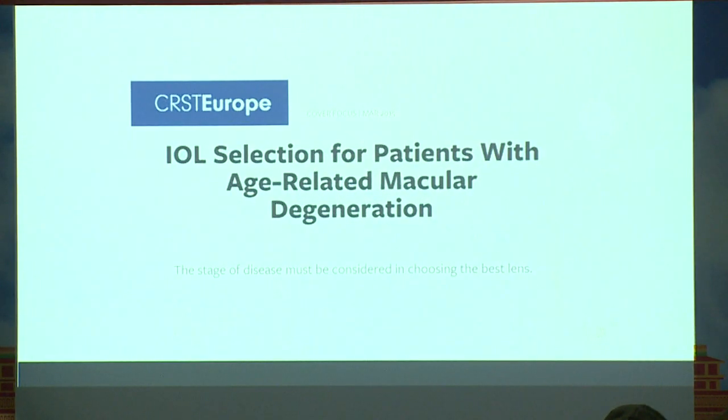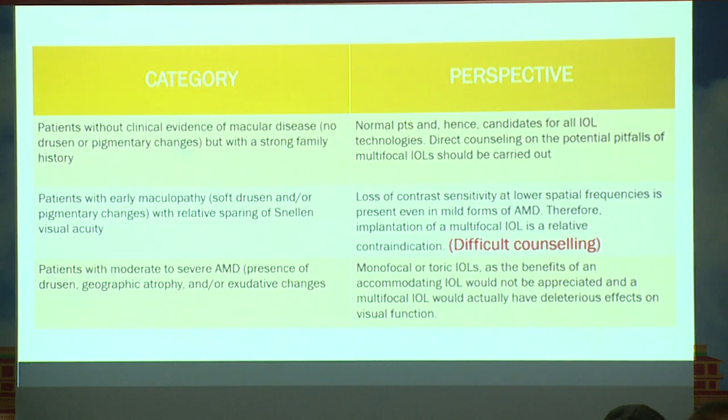Now IOL selection for patients with age-related macular degeneration depends definitely on the stage of the disease. Patients without clinical evidence of macular disease, that means without any drusen or pigmentary changes, are almost like normal patients. Hence, they are candidates for all IOLs. But patients with soft drusen or pigmentary changes are not an absolute contraindication, but need difficult counseling. You need to talk with the patients about whether this might develop in future.